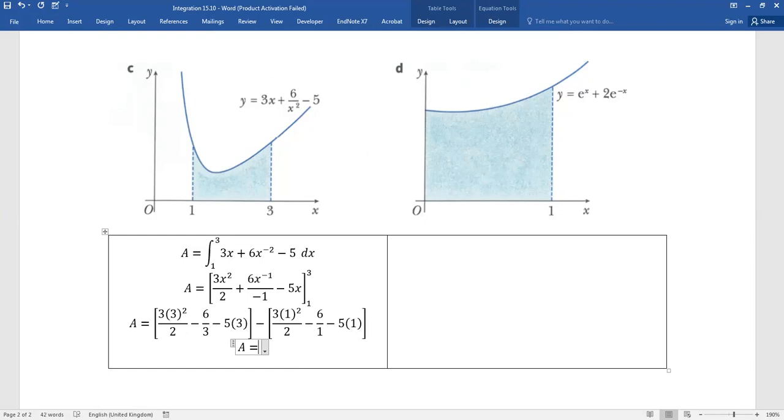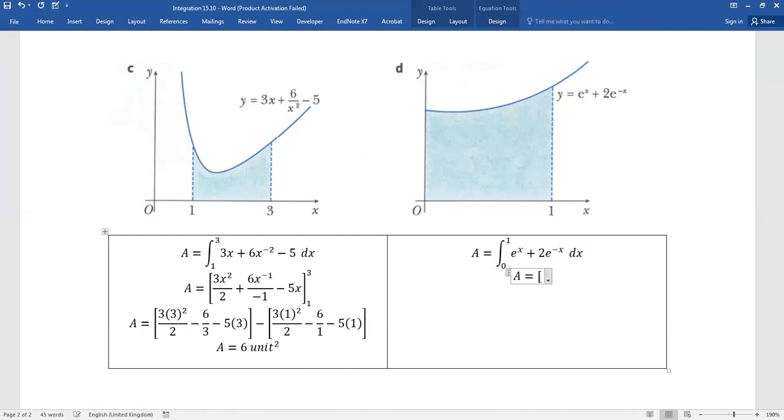Sir, 6 units square. I'm trusting you with the value. Okay, in this one, again, the equation of the curve is e to the power x plus 2 e to the power -x. The upper limit is 1 and the lower limit is 0.